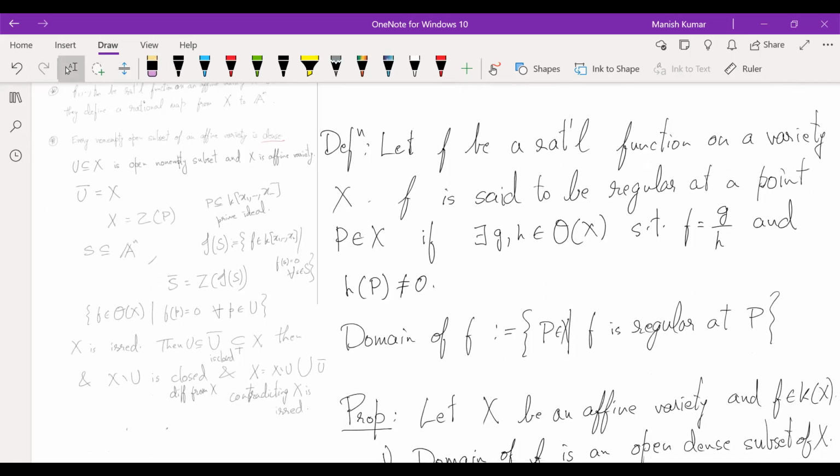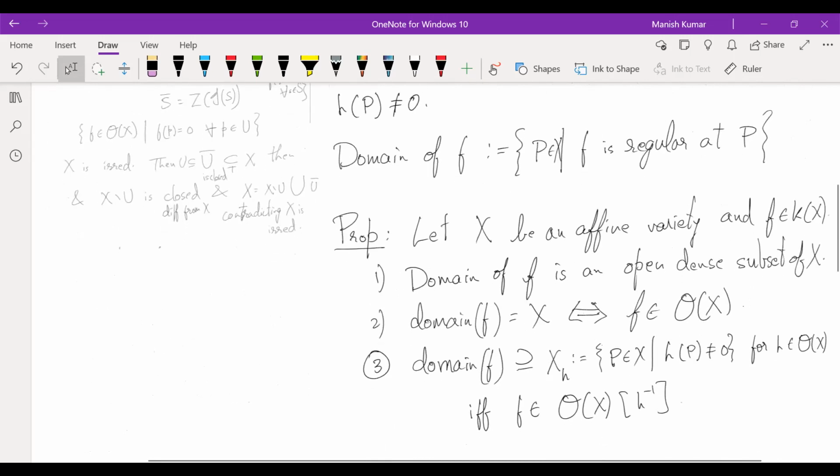So the domain of a rational function is the set of all points of X such that f is regular at p. So we have this proposition which says that the domain of, yeah, any questions? Okay. So the first statement is that the domain of f is an open dense subset of X. So we only have to show that it is non-empty and open. Dense will follow as soon as we get non-empty.